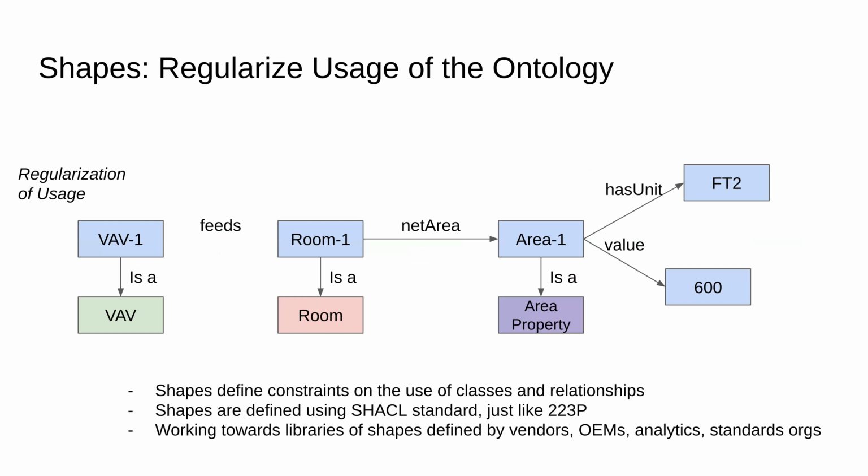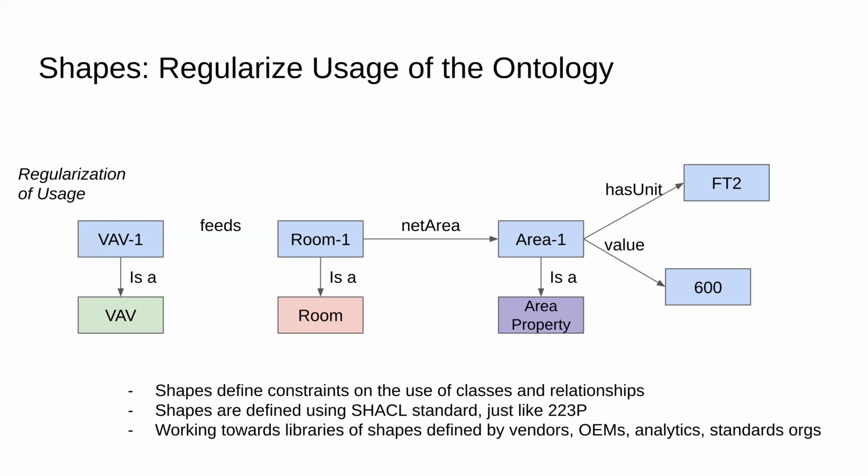Another thing that we've been doing in Brick, just as in 223P, is how do we ensure that the way that this model is put together has some regularity to it? And the way you do that is with a thing called a shape. And what a shape is, it's a set of constraints or rules for how something should appear in the graph.